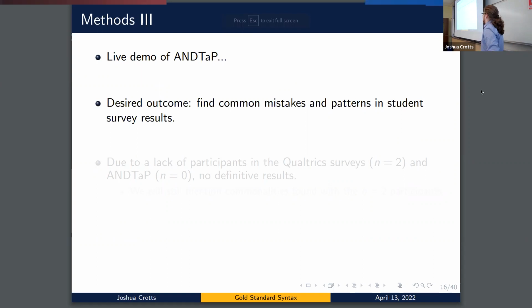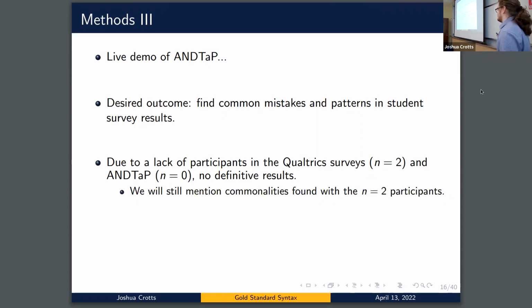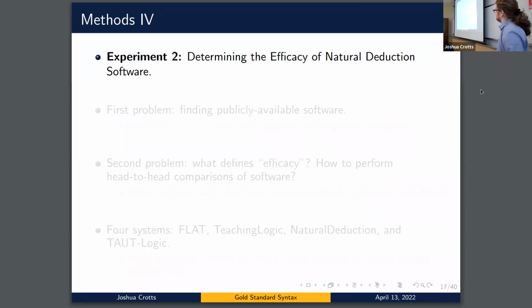So what did we want to find from these three components though? We wanted to know what the common mistakes were and what patterns we could observe from this to deduce what is difficult to a student. However, we noticed that even with pretty heavy recruiting, we just didn't get that many participants. We had 2 that participated in the surveys and none that actually participated in the ANTAP portion. So we don't have any definitive results or conclusions, but we will still mention what we found among those 2 participants because it is still important to see.